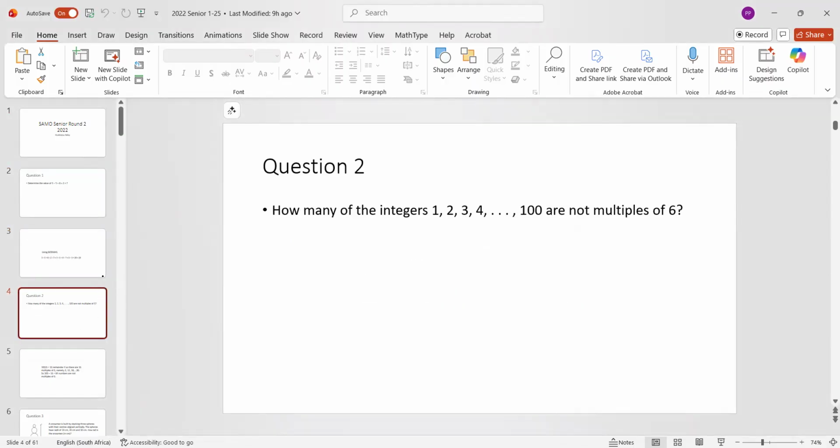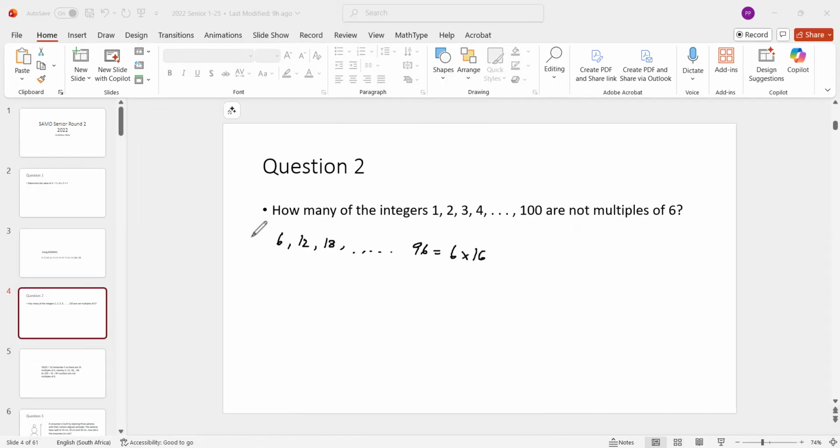How many of the integers from 1 to 100 are not multiples of 6? Okay, it's easier to identify the multiples of 6, which goes all the way up to 96, which is 6 times 16. This is 1 times 6. So you will start from 1 times 6, 2 times 6, all the way to 16 times 6. There are 16 multiples. This is from 1 to 100.